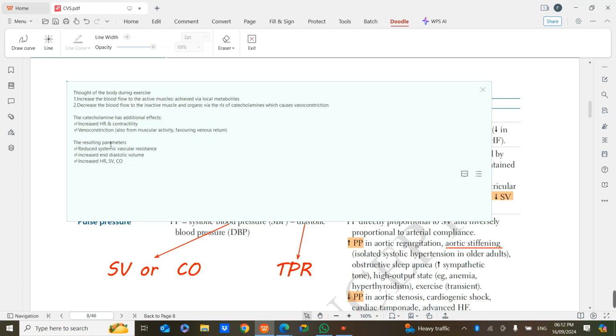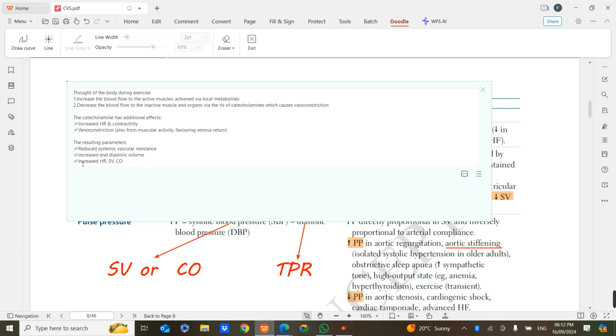So definitely a patient that is exercising, the heart rate of that patient will increase. You already know, you can pick the correct answer for that in the exam. The contractility will increase. Stroke volume will increase. Cardiac output will increase. You can easily pick that. USMLE will not focus on all these ones.